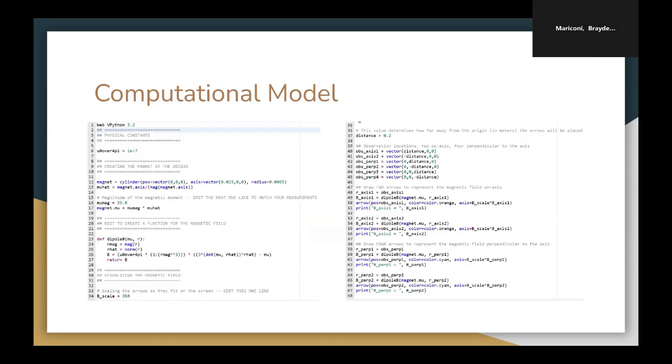To compare theory with experiment, we built a computational model using the dipole magnetic field equation. This model calculates the magnetic field vector at any point in space based on the dipole moment. We then used this to predict what the field should be at the same positions where we took measurements.